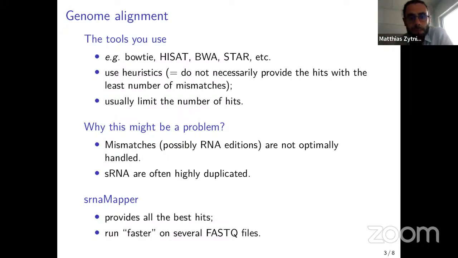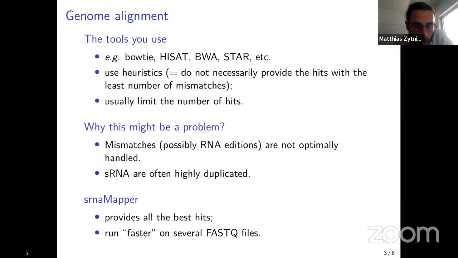This might be a problem, for instance, if you're studying mismatches, let's say RNA additions that may happen at the ends of microRNAs, and it is known that they are not optimally handled by all these tools. And also, we will see afterwards that small RNAs are often duplicated in the genome. Think about piRNAs or silencing RNAs: it's very hard to find a precise location of these RNAs on the genome. So you oftentimes have many hits for one read.